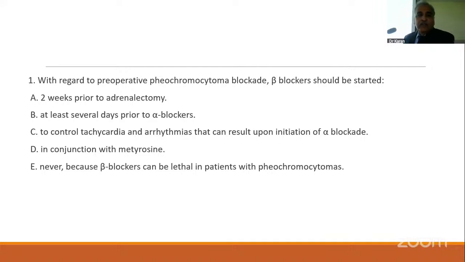The first question is, with regard to pre-op pheochromocytoma blockade, beta blocker should be started: 2 weeks prior to adrenalectomy, at least several days prior to alpha blockers to control tachycardia and arrhythmias that can result upon initiation of alpha blockade, or in conjunction with metyrosine? Never, because metyrosine can be lethal in patients with fever. Answer C. To control tachycardia and arrhythmias that can result upon initiation of alpha blocker.